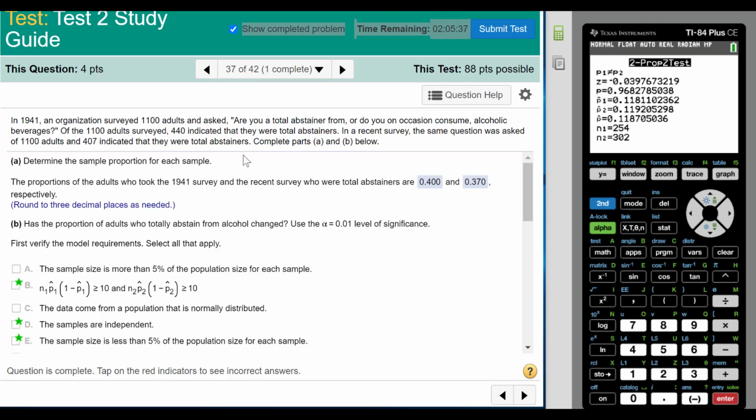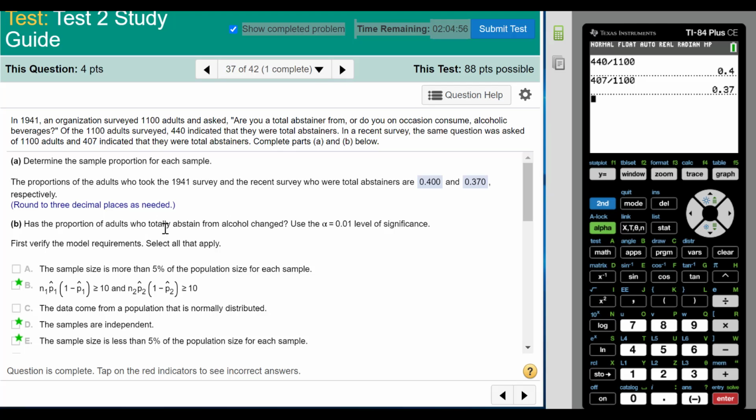The sample proportion, guys, is x over n. So you just take 440 and divide it by 1,100, and then you take 407 and divide it by 1,100. So you get the answers here. So 440 divided by 1,100, you see you get 0.4. That's the first one, and the second one will be 407 divided by 1,100. All right.